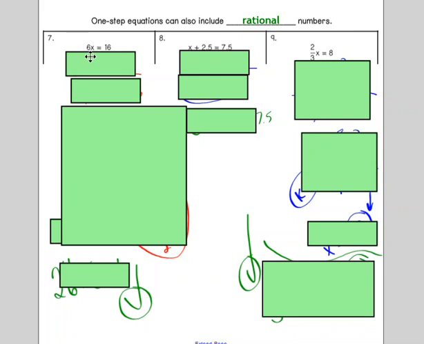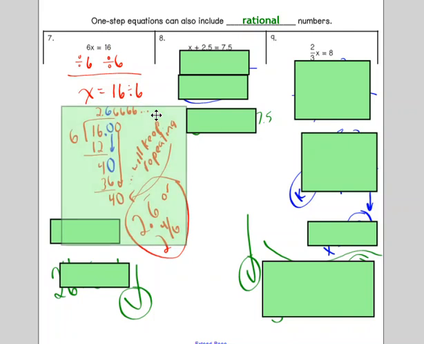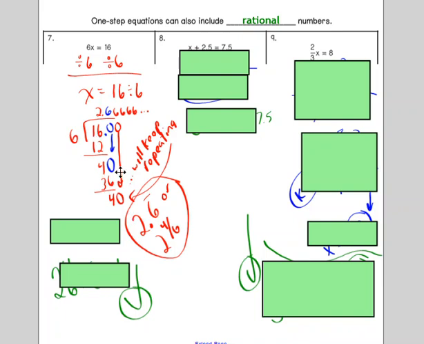If I have 6 times x equal to 16, my goal is to get the variable by itself. So if it's being multiplied by 6, how do I get rid of that? Well, I divide both sides by 6. That will cancel out the 6's over here because I'm really left with 1x. But over here, I've got to do that side as well. I've got to do 16 divided by 6. Now, that's going to take me some work. You might use a calculator, you might work it out on paper. But bottom line is, if I do 16 divided by 6, I end up with 2.6 repeated.